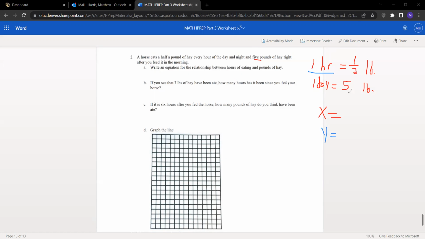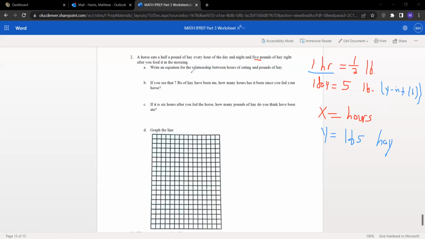And then every day we get 5 pounds, right? So in this problem, we're only going to deal with 1 day at a time. We're not dealing with more than 1 day. So this is also going to be our y-intercept, or b, right? Because even if you're only there for 5 seconds in the morning, or you only feed it for 1 hour, it gets 5 pounds. Cool. So our dependent variable is going to be pounds of hay, and our independent variable is going to be hours.